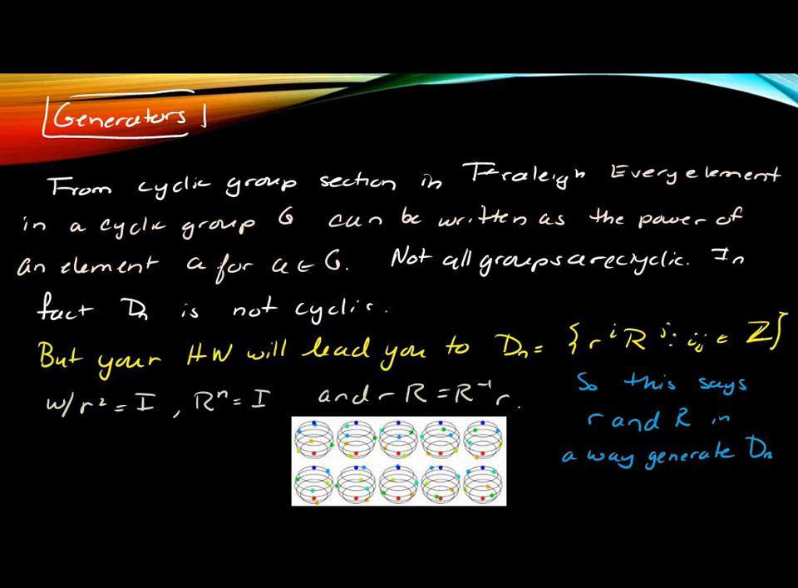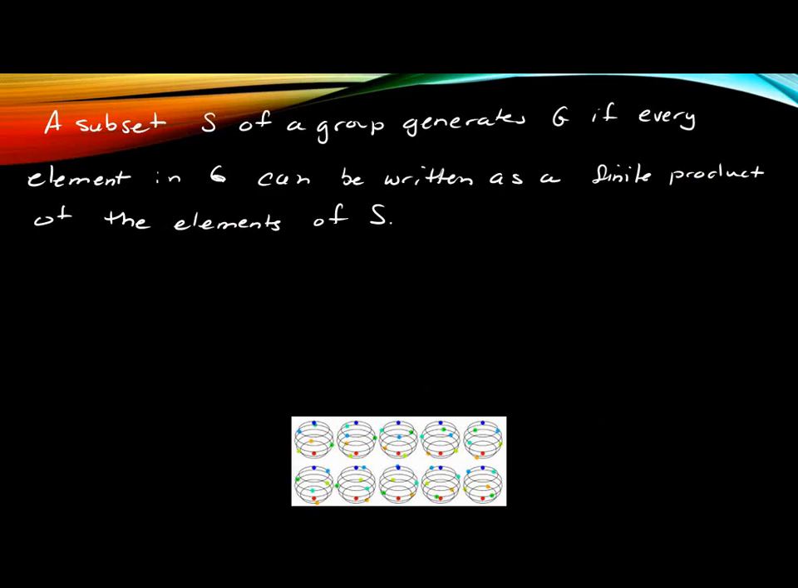So in a way, this little r and this capital R generate all of Dn with those restrictions, those constraints. So a subset of a group generates G if every element of G can be written as a finite product of those elements in S. It's a little bit more than just a cyclic group.